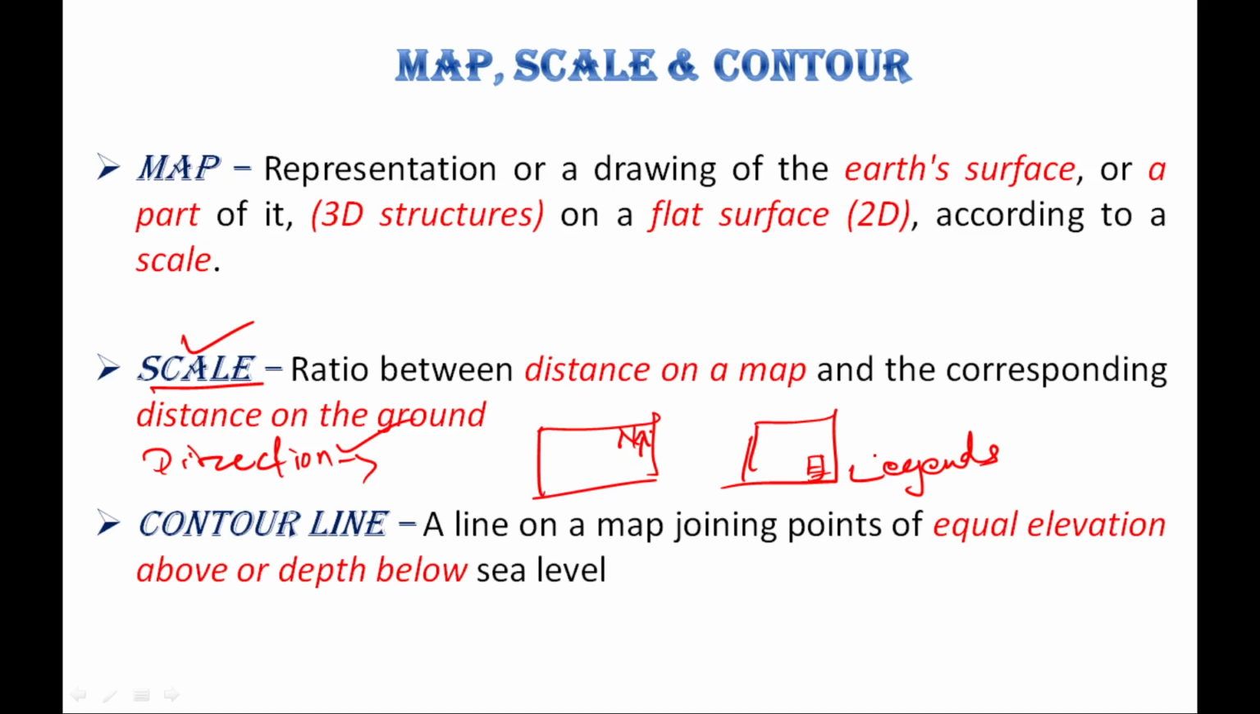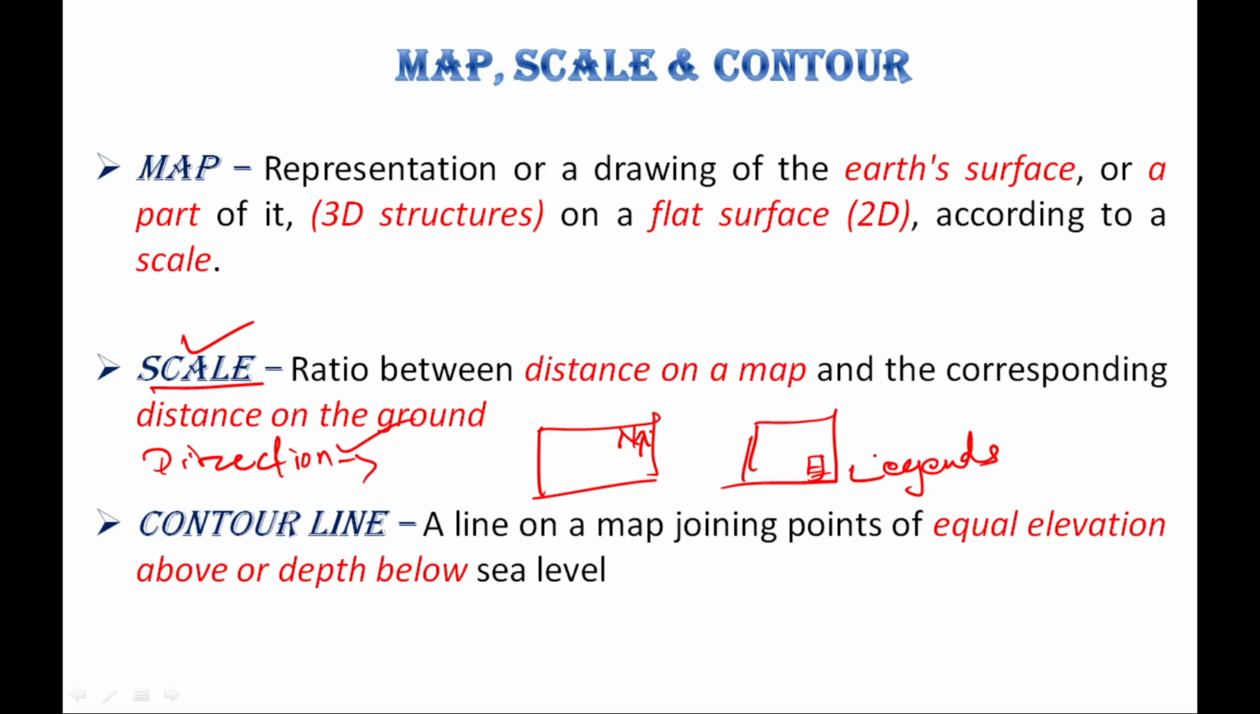You might have noticed in the India map or world map, whether political or physical, at the bottom right corner, you can find the legends. So legends, direction, and scale. These three are the most important parameters of a map.